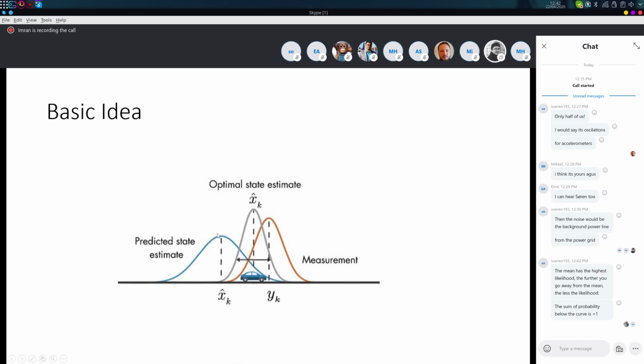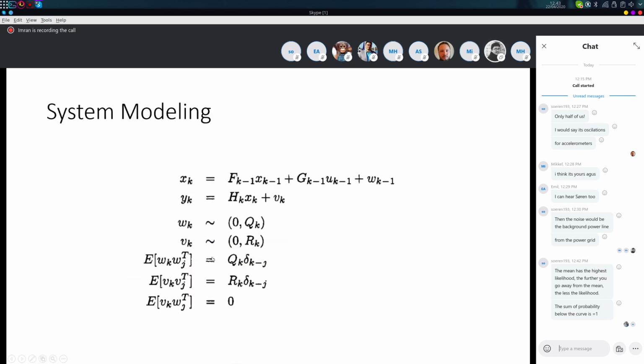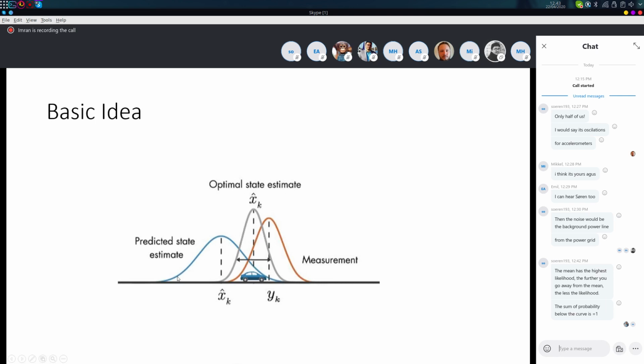So, for example, maybe the probability here is almost 1. This is actually not 1. It will be 1 if you integrate all of these values. So maybe the probability here is half, but it's the highest, while the probability at the tail is only 0.1, for example.